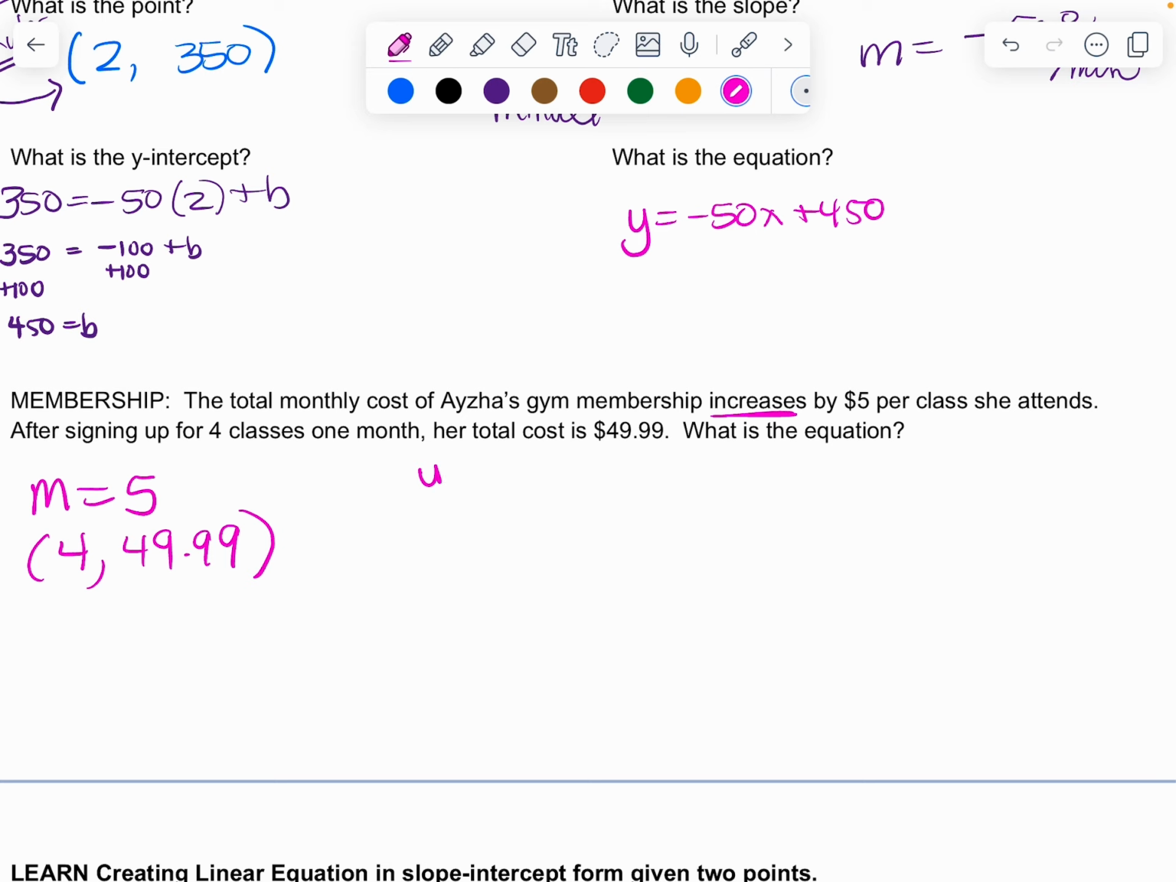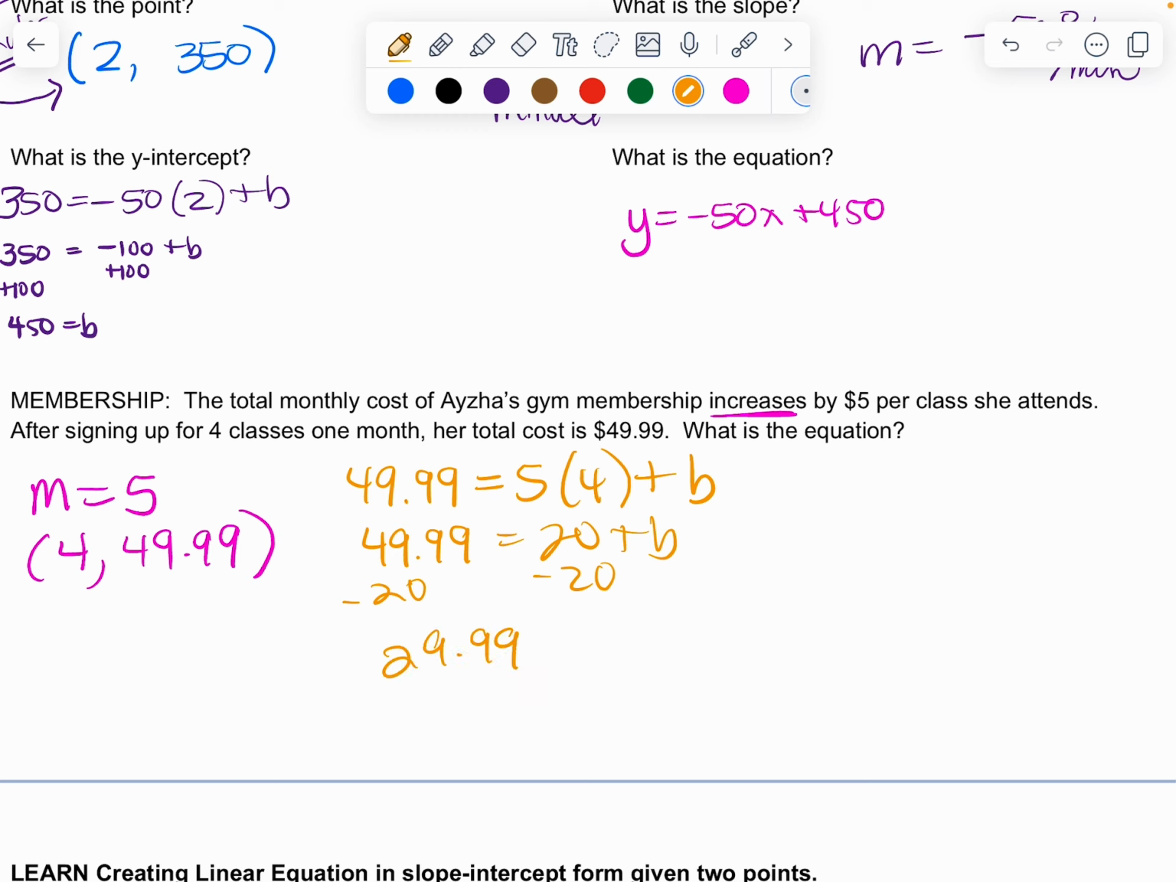So I'm going to plug this into my equation. $49.99 equals 5 times 4 plus b. So $49.99 equals 20 plus b, subtract 20. Because you guys should have already done this, I can go faster. And so my equation is going to be y equals 5x plus 29.99. Okay, next.